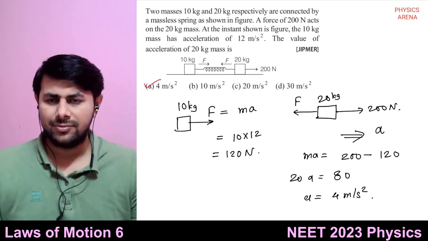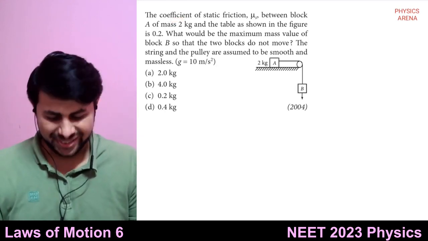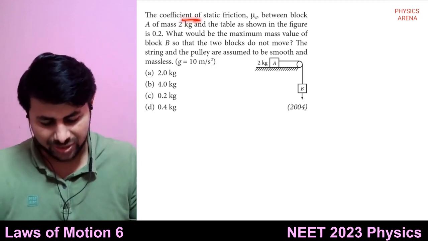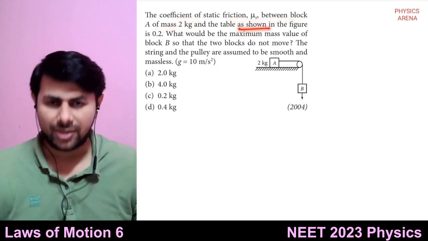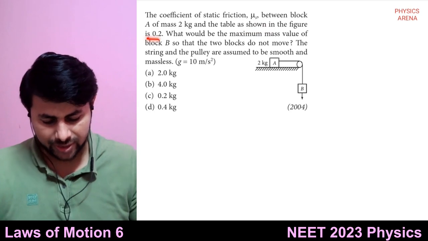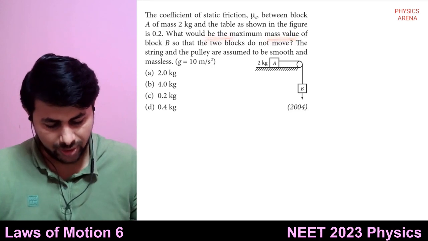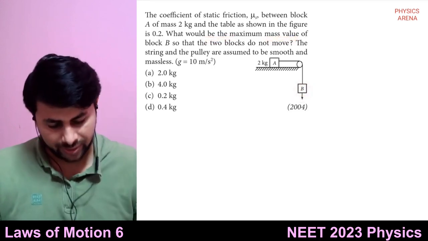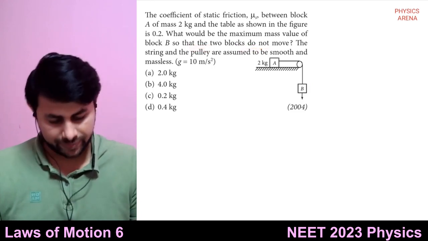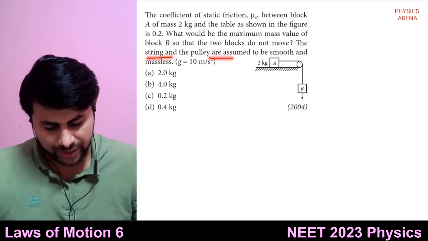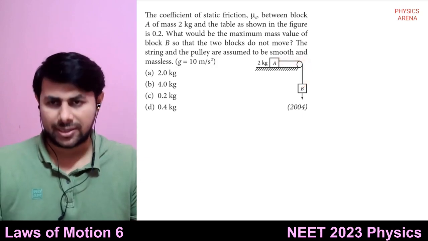This is simple. The next problem has some complexity, a little bit complex because there is friction. The coefficient of static friction mu s between the block of mass 2 kg and the table, as shown in the figure, is 0.2. So the coefficient of friction is given. What would be the maximum mass of block B so that the two blocks do not move? The string and the pulley are assumed to be smooth and massless.